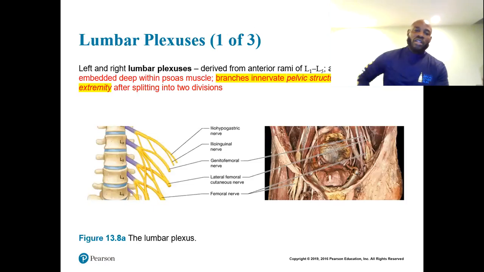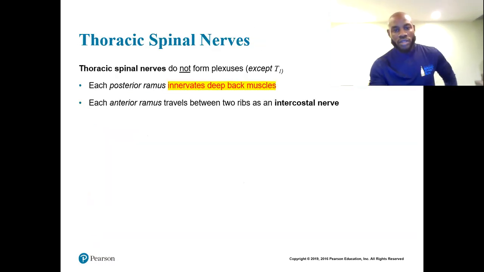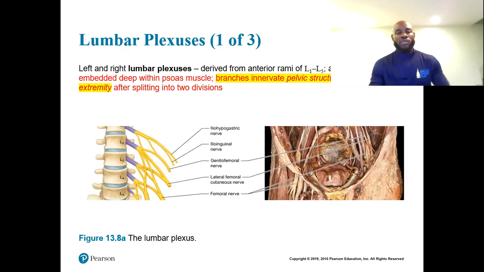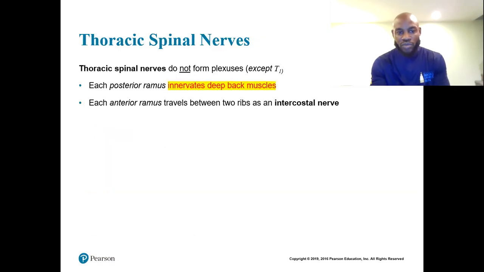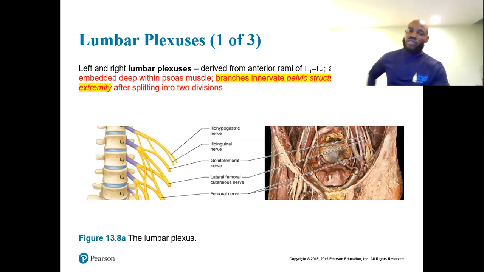Left and right lumbar plexuses. The lumbar plexuses are next. So that's the next area where we have plexuses. So just remember your thoracic spinal nerves, back muscles, and your ribs. Okay. Now we have the left and right lumbar plexuses.